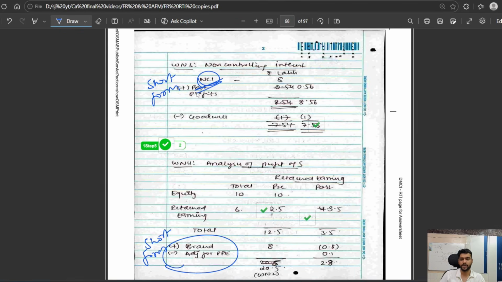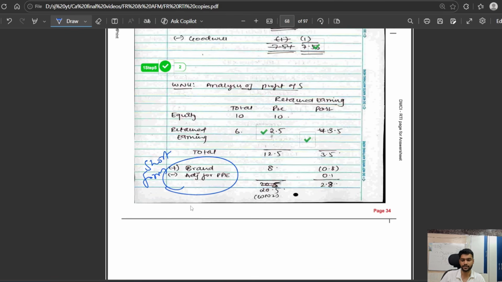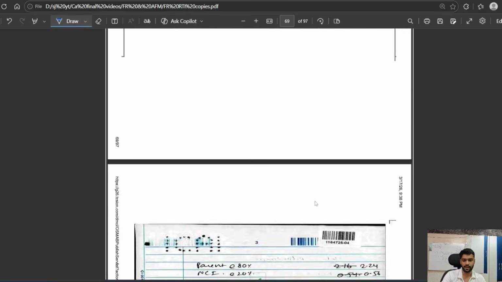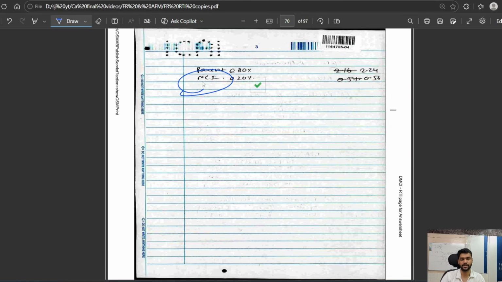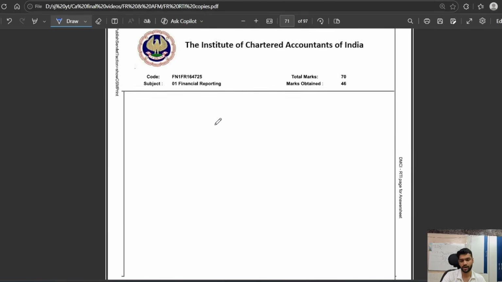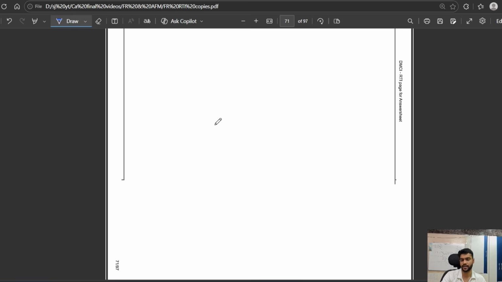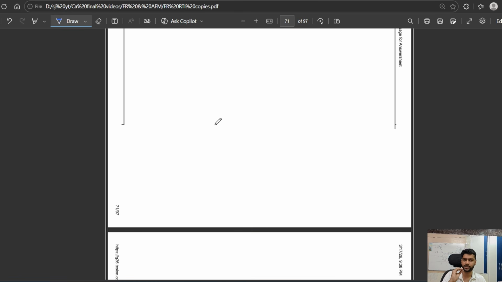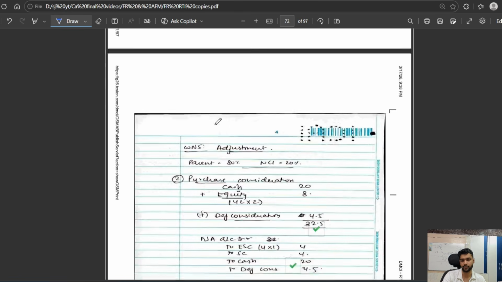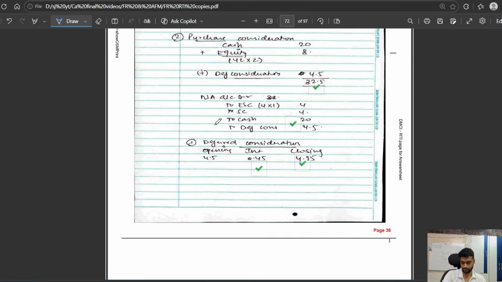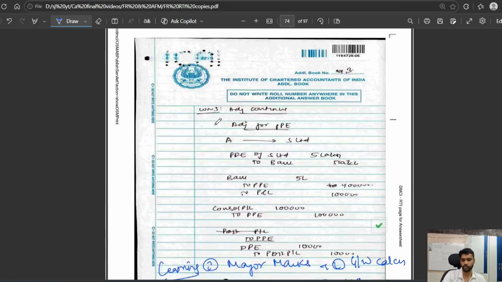Here, as you can see, it is an NCI related working note only, but I did not write the full form and ICAI did not cut my marks. Here, adjustment for BP. You do not have to write adjustment for property, plant and equipment. It is not necessary, right? In working notes you can use short forms if you do not have time. In the main answer, if you still have time, make sure that you write the entire full form. But if your time is less, then you can use short form.